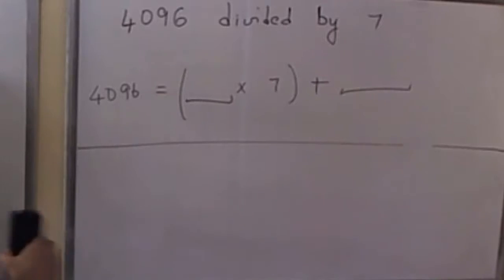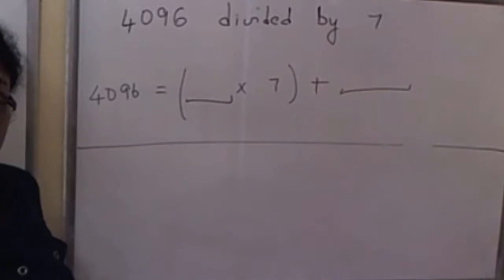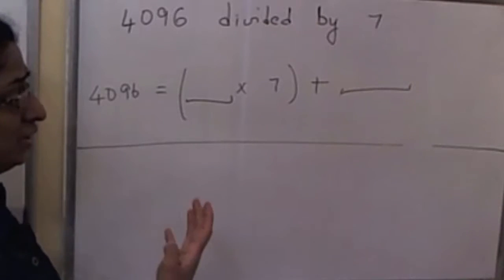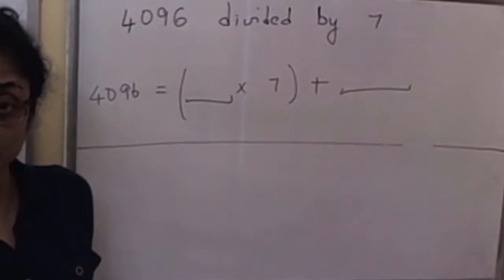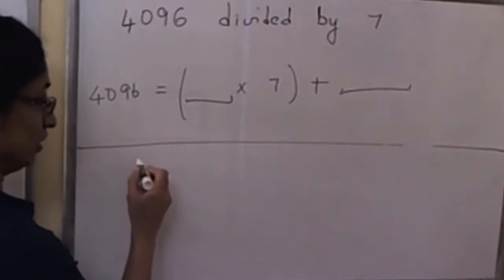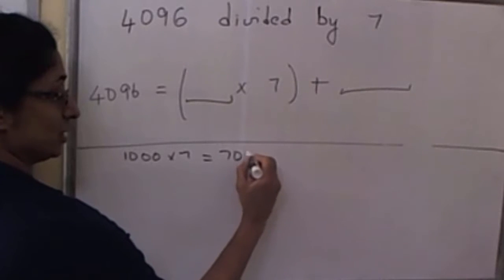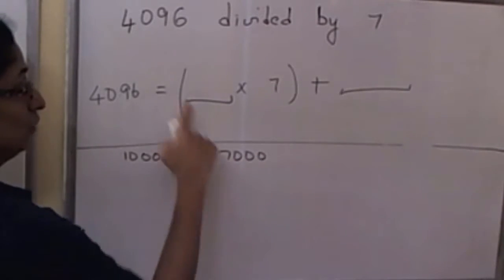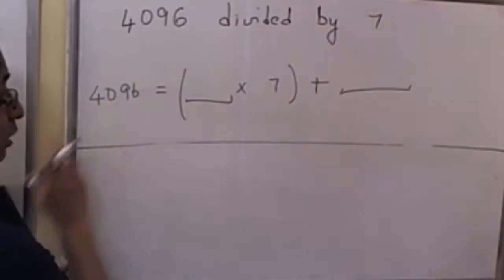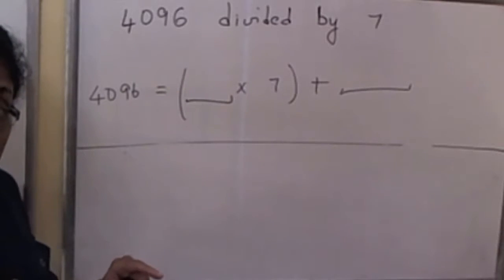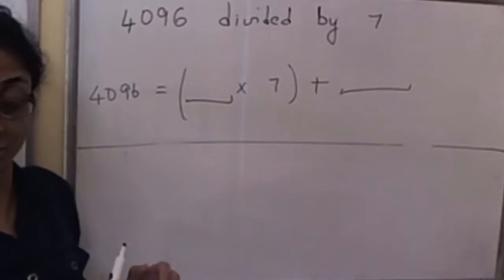So let's go ahead and start counting the number of multiples of 7 in 4096. So let us take a wild guess and see if there are any 4-digit multiples of 7 in 4096. The smallest 4-digit number is 1000, and we already see 1000 times 7 is 7000, and if you do that, we go over 4096. So no, there are no 4-digit multiples of 7 present in 4096. So next is to look at 3-digit multiples of 7. So let's do that now.